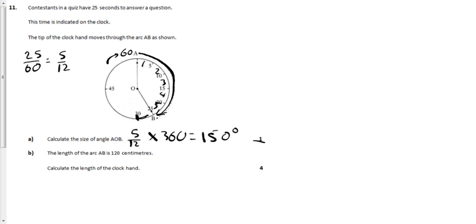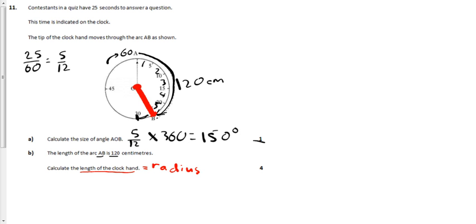The length of the arc AB, so this bit here, is 120 centimeters. Calculate the length of the clock hand. Now, to highlight the clock hand, I've got here. The clock hand goes from the center of the circle out to the edge. So what it's essentially saying is the length of the clock hand, that's the radius.